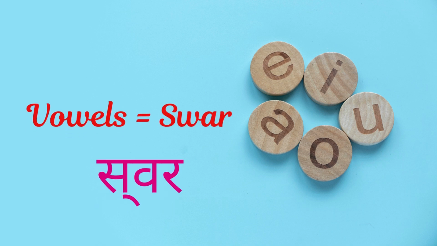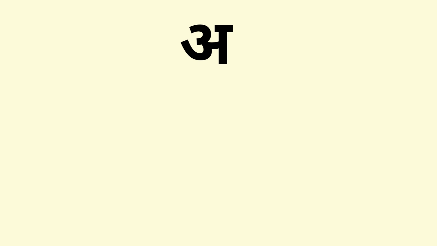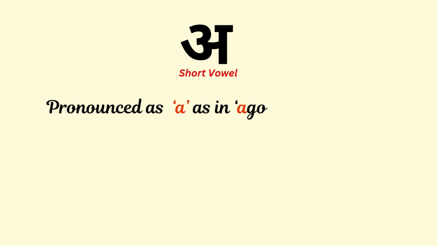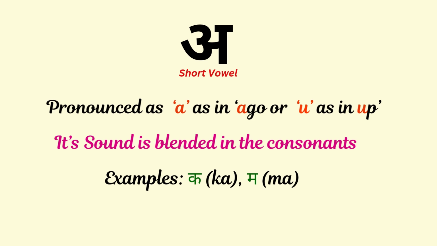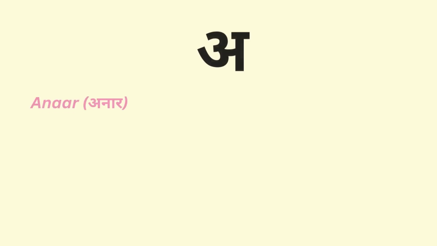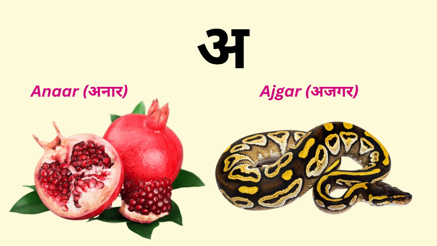First of all, vowels are known as swar in Hindi, and the first vowel of Hindi is A. A is pronounced as the A in the word ago or the U in the word up. It's a short vowel and has no matra or symbol. Its sound is blended in the consonants. For example, K and M. Words starting with A are anar, that is a pomegranate, and ajgar, that's a python.